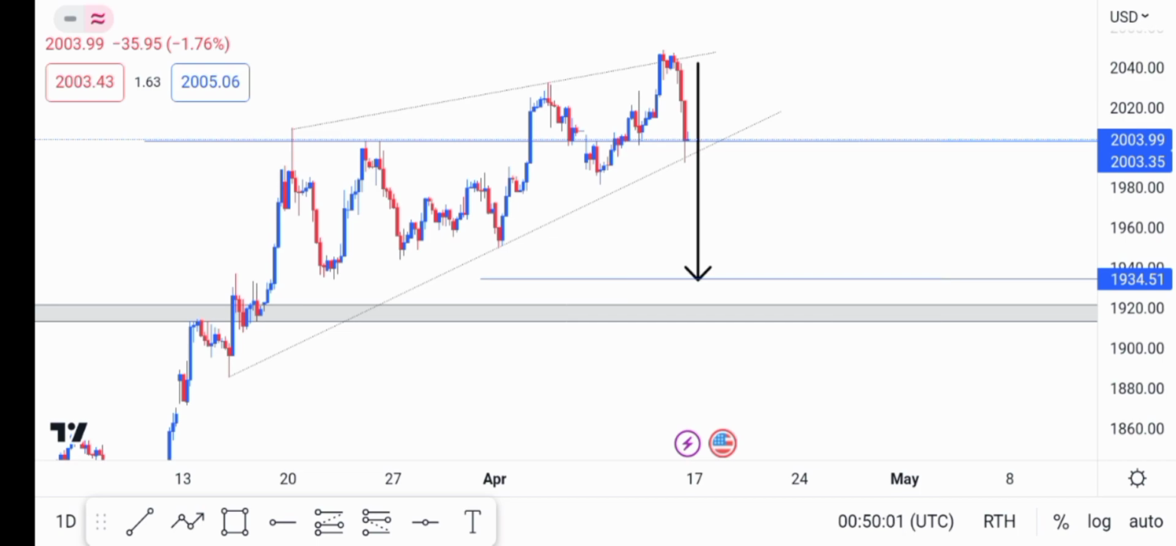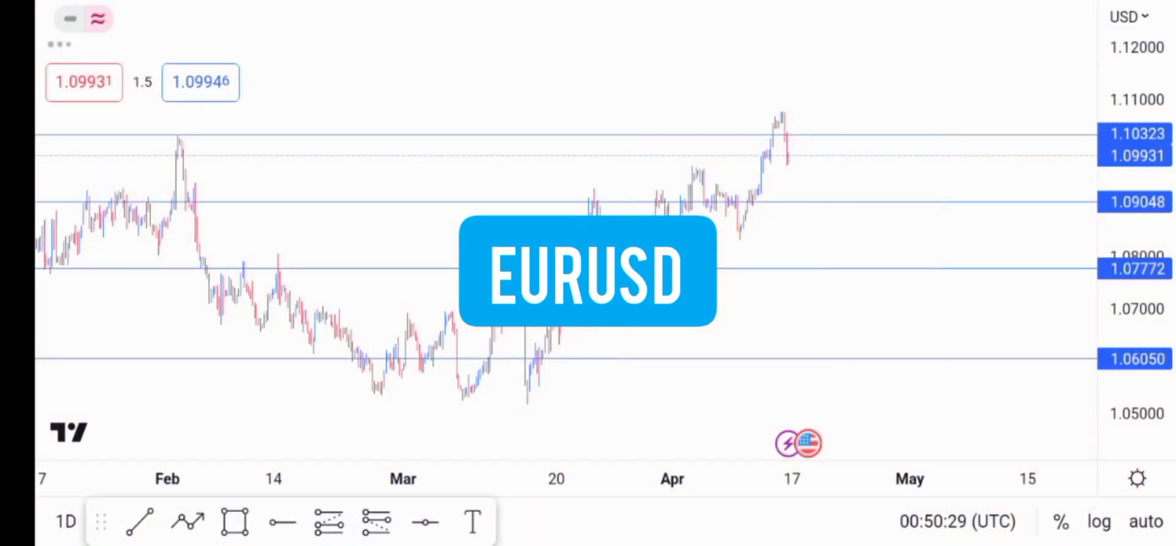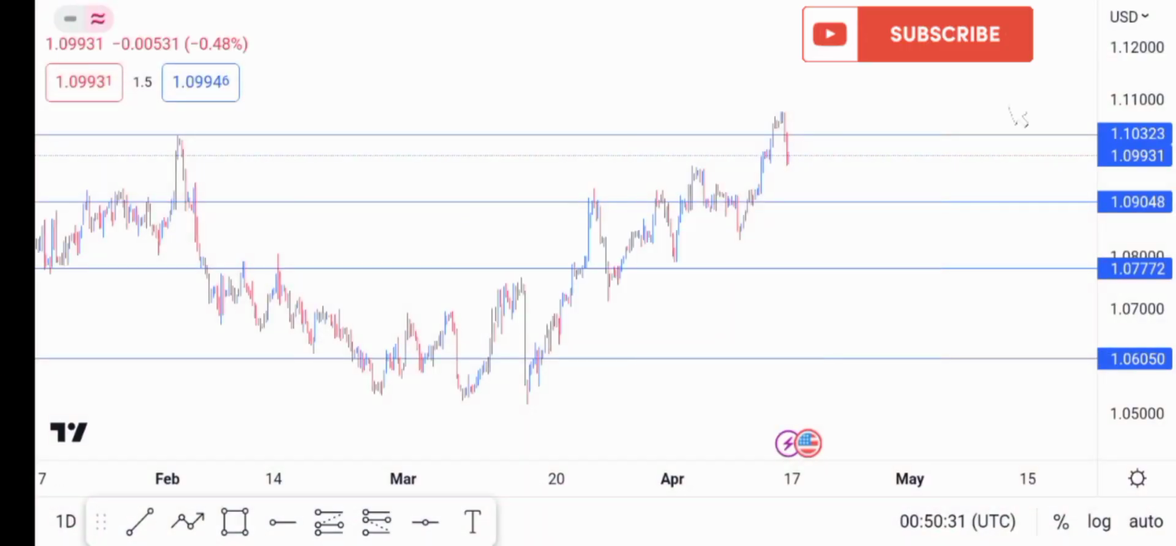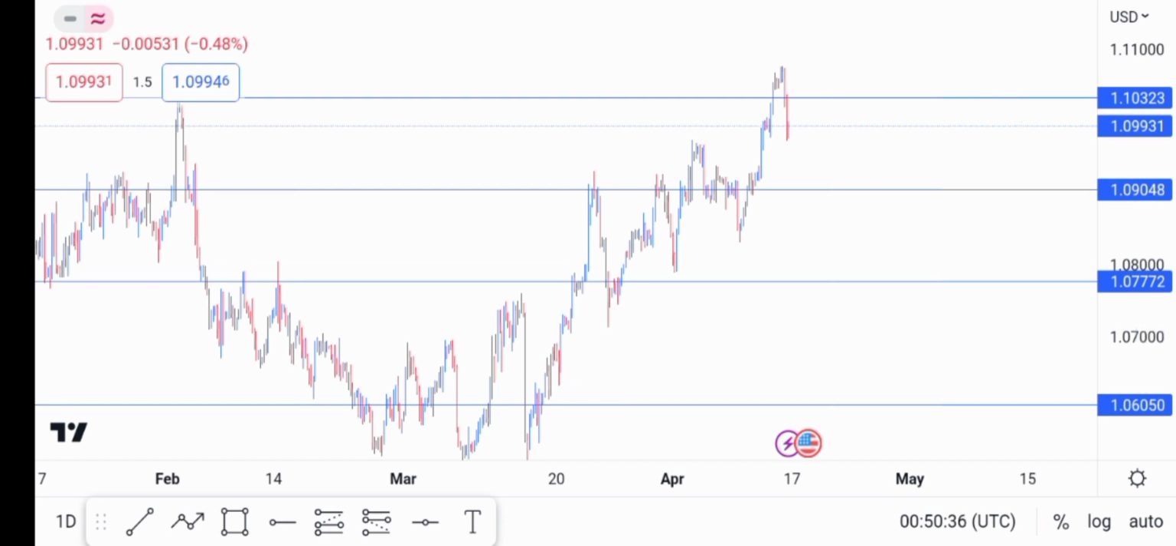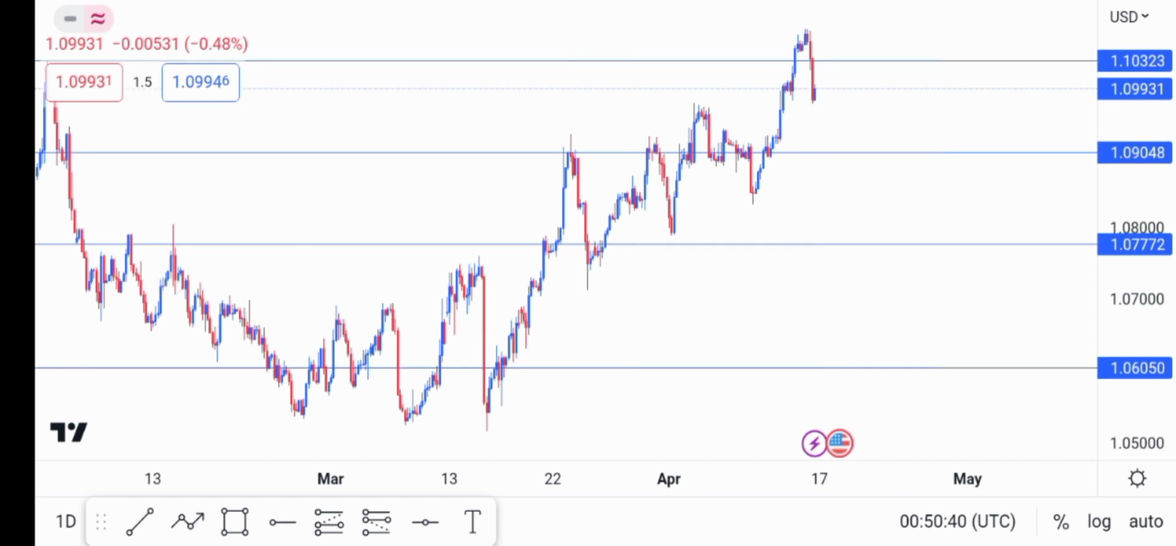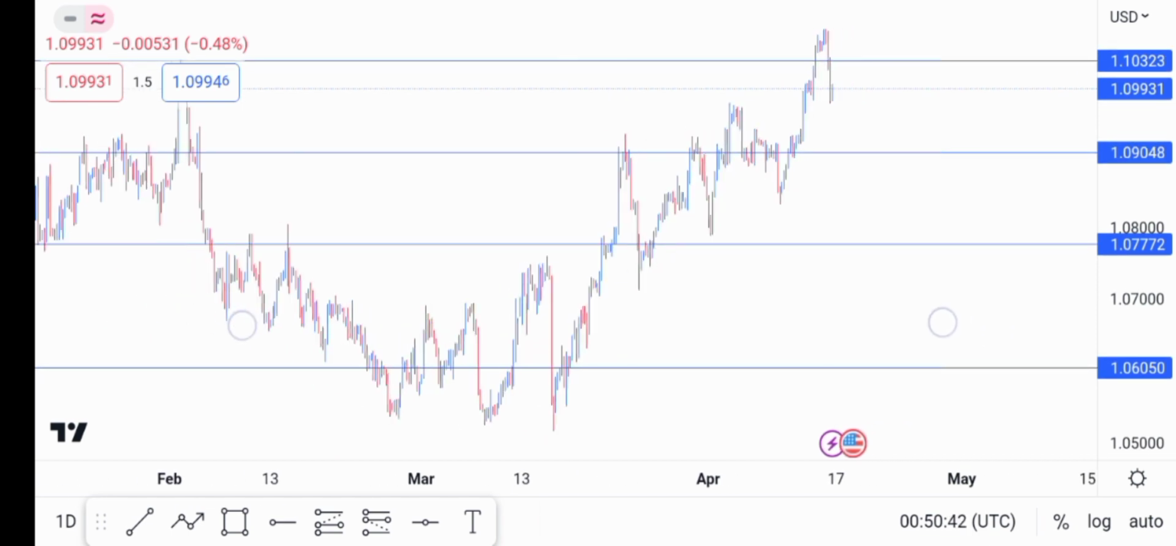Let us move to Euro USD. Okay, now we are on Euro USD. Like I've said, in all the videos I'm gonna start with the levels laid out. So you're on the 4-hour time frame. I'm trying to save time. So these are the levels that we are seeing.